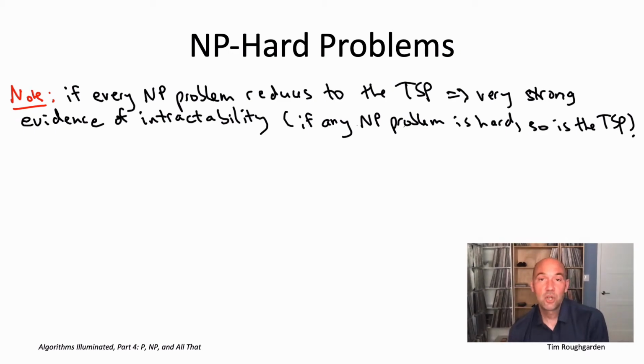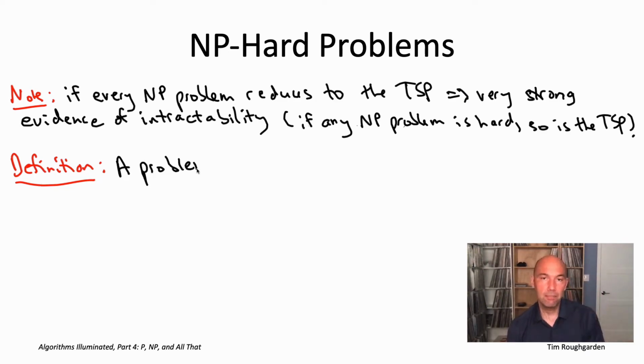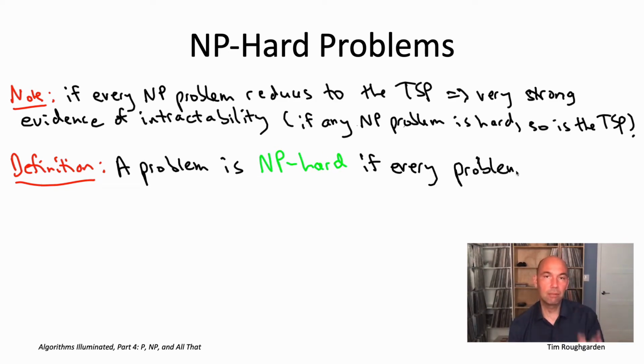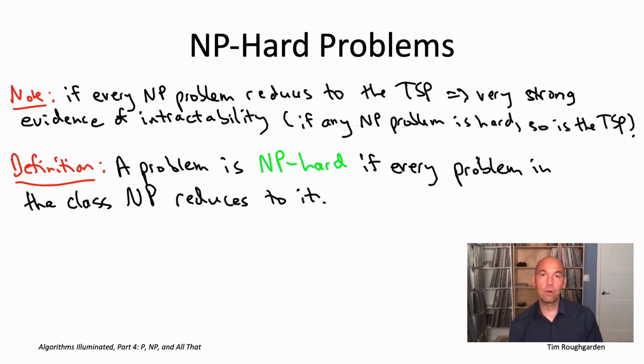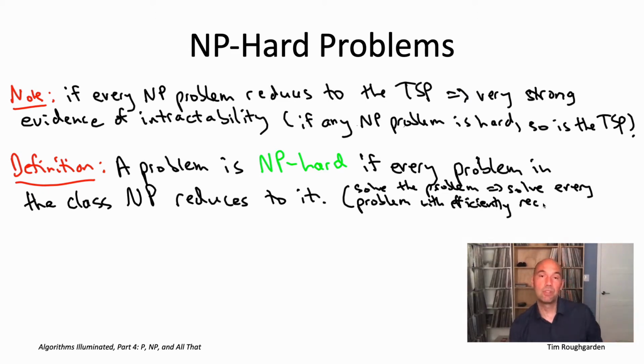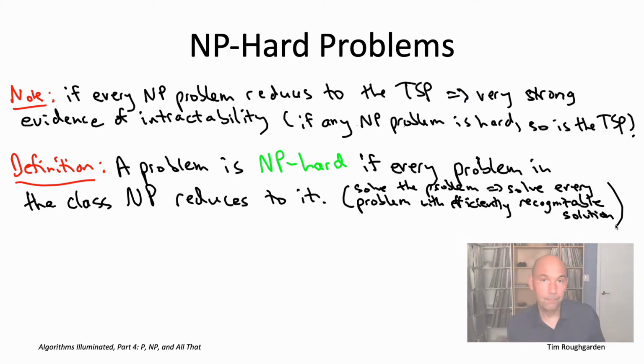This strong evidence of intractability is exactly the formal definition of an NP-hard problem. A problem is NP-hard if every single problem in the complexity class NP reduces to that problem. Or in other words, a polynomial time algorithm for that NP-hard problem would automatically give a polynomial time algorithm for every single problem in NP, every problem with efficiently recognizable solutions.